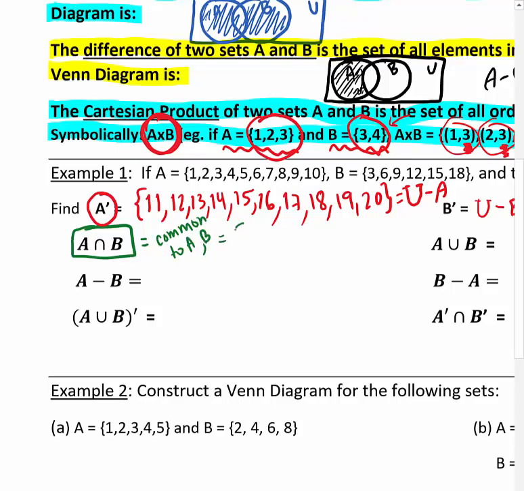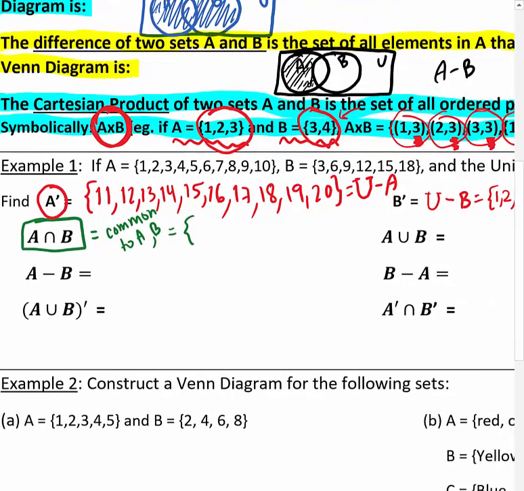Look in set A, the number of cakes, and look in set B, and then say what they have in common. Well, 3 is in both sets. 6 is in both sets. 9 is in both sets.